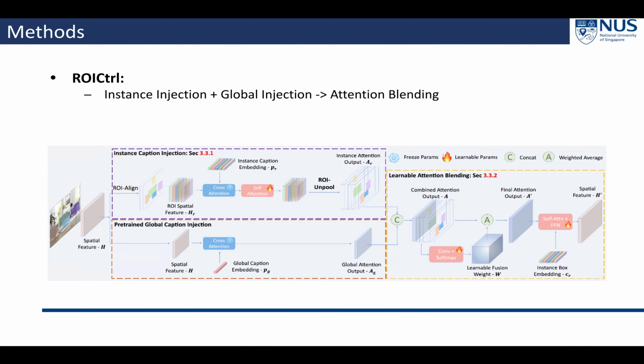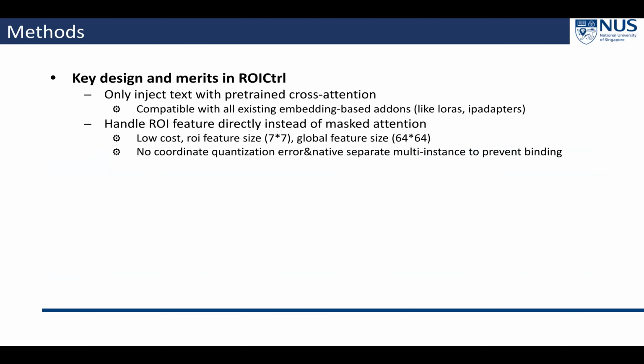And our pipeline has two branches. The first is the pre-trained global caption injection. We fix this branch, and we only fine-tune the instance caption injection using the ROI-aligned feature and ROI Unpool to restore the ROI-aligned feature back to the original resolution. And finally, we use a learnable attention blending to fuse these attention maps.